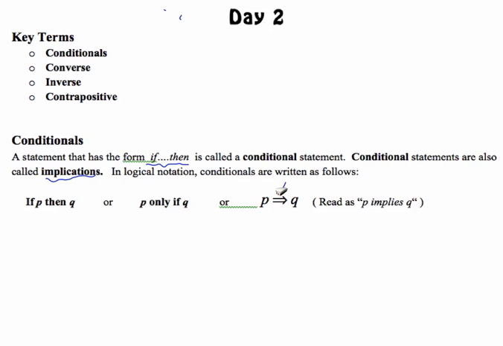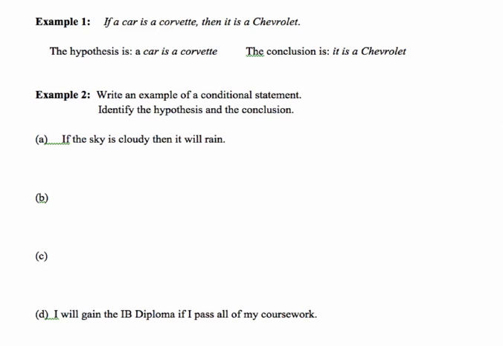We have a symbol for conditional statements. It reads P implies Q, or you can write if P then Q, or P only if Q. It means the same thing. It means a conditional statement.